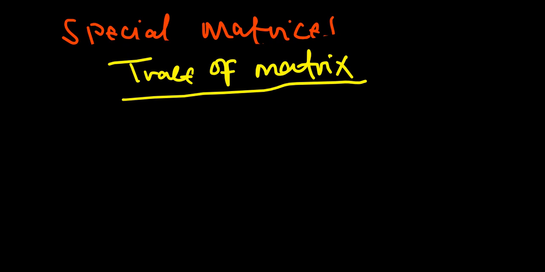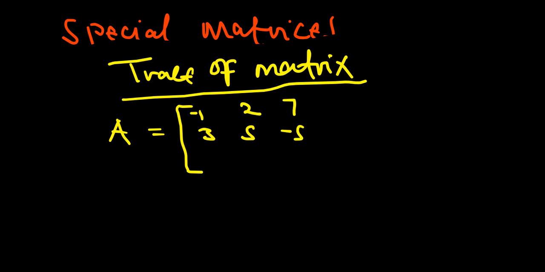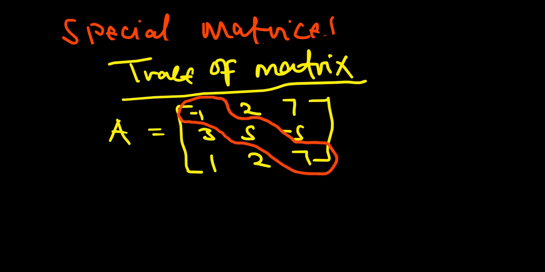So if I have A equal to this matrix here, which is given by -1, maybe 2 there, I have 7, 3, and 5, and then I have -5, and then let's say 1, 2, maybe 7 there. The trace of a matrix is just the sum of the entries in the main diagonal. So you're going to go to your main diagonal, and then you're just going to add those numbers. That will be the trace.